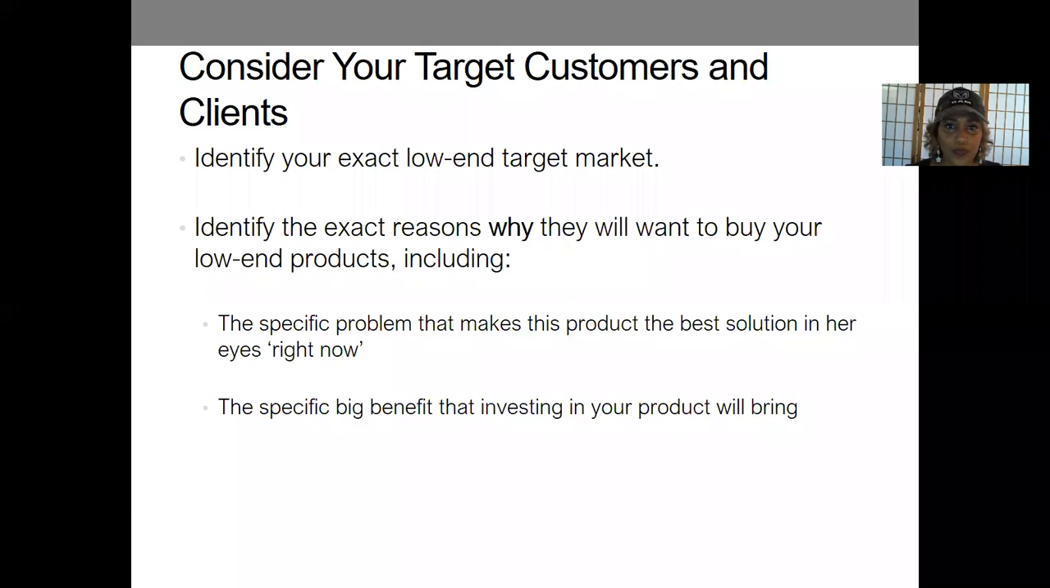The same example applies here. One of the things you want to do is consider your target customers and clients. Identify your exact low-end target market. Identify the exact reasons why they would buy that low-end product, including the specific problem, because we talked about that with the sales funnel last week, that makes this product the best solution for her right now. And the specific big benefit that investing in your product will bring. People buy not necessarily a product, they buy what the product will bring. What is the benefit to them? So you want to make sure you're doing that.